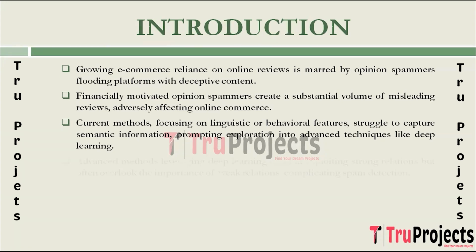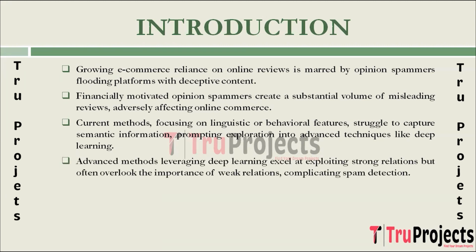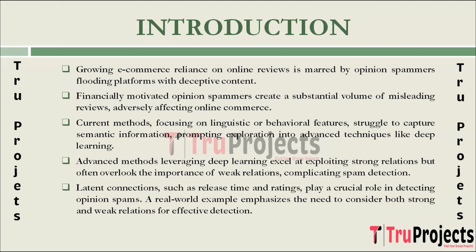nuanced features. Inspired by the success of deep learning in capturing semantic information, advanced methods have been proposed to learn representations of users, reviews, and products. These methods aim to exploit strong relations but often overlook weak relations between reviews, making the detection of spammers more challenging. Weak relations, exemplified by latent connections between reviews based on factors such as release time and ratings, provide crucial information for detecting opinion spams. The illustration of strong and weak relations in a real-world example emphasizes the need to consider both types of relations for a comprehensive opinion spam detection model.